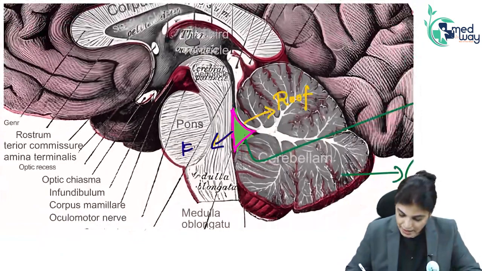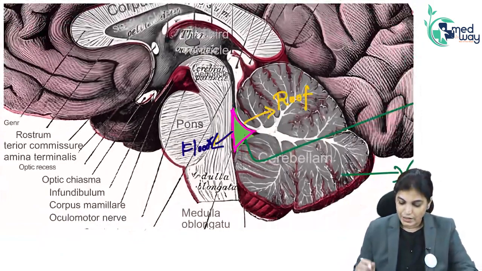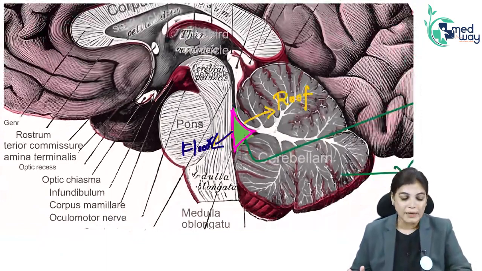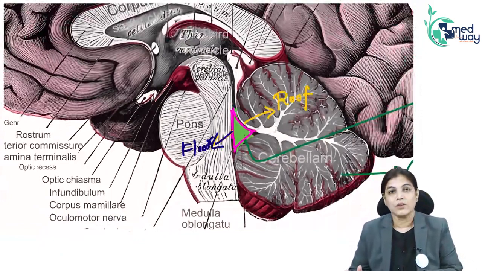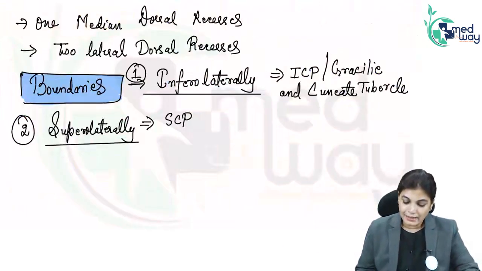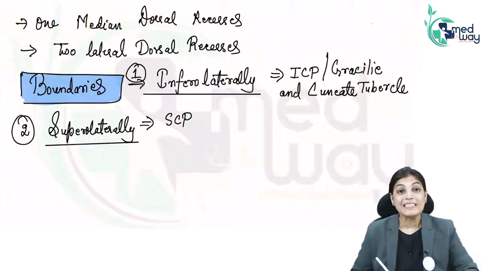So if we talk about the floor, the floor is formed by the pons and medulla oblongata. Clearly, the floor will be formed by the pons and medulla oblongata, but the roof is formed by a sloping surface. There will be an upper and a lower sloping surface. So this is how we have to understand.